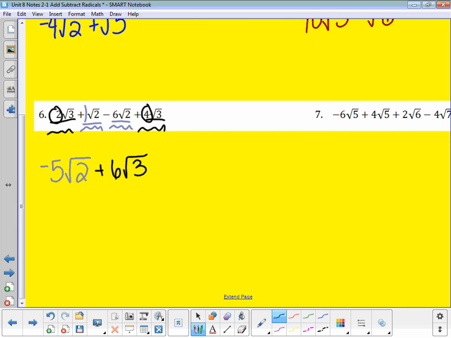Okay, so I want you guys to go ahead and try number 7 yourselves. I will give you the hint that all of the radicals are fully simplified, so you just need to go through and add the ones that have the same number underneath the radical.